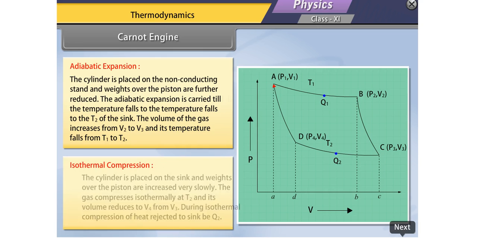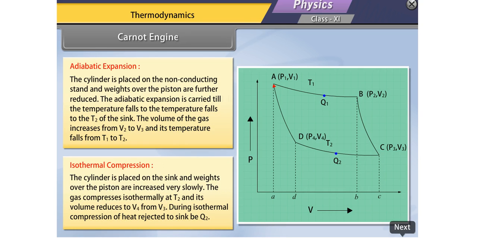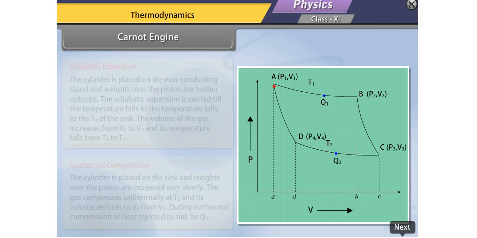Isothermal compression. The cylinder is placed on the sink and weights over the piston are increased very slowly. The gas compresses isothermally at T2 and its volume reduces from V3 to V4. During isothermal compression, heat Q2 is rejected to the sink.